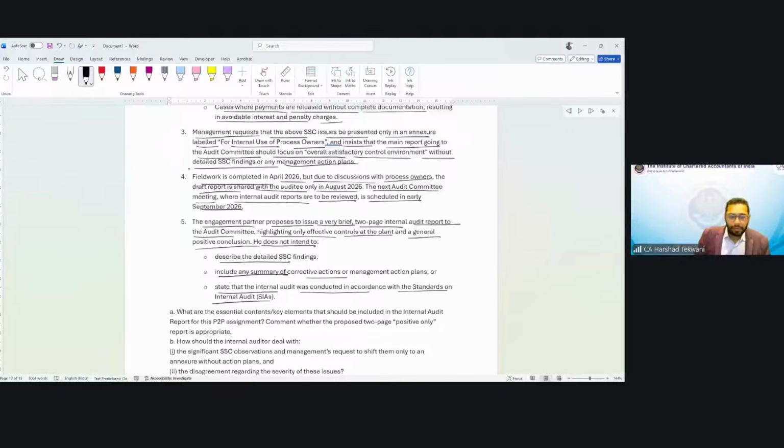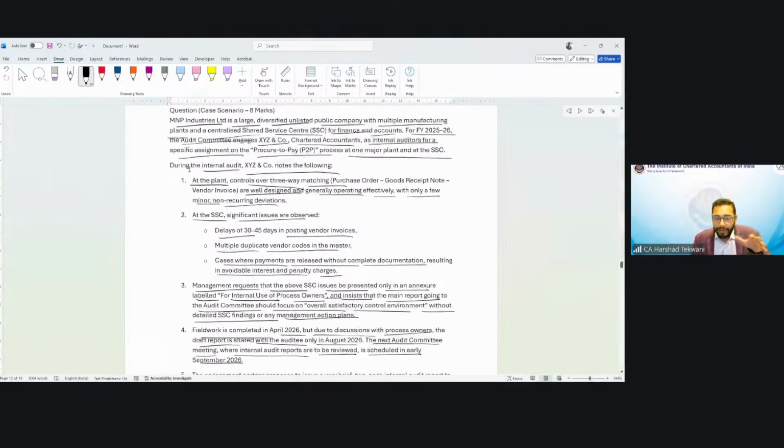Now, question number 1. What are the essential contents, key elements that should be included in the internal audit report for this P2P assignment? Okay. Now, based on this particular detail, tell me what should be included in your internal audit report, the key elements that we need to include. What are the key elements that should be included in the internal audit report?